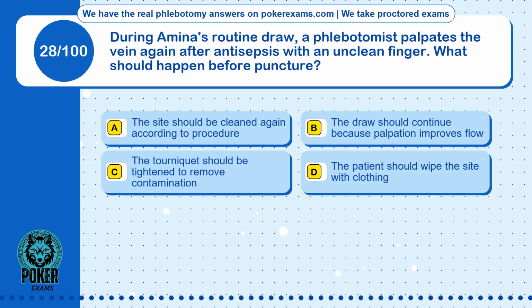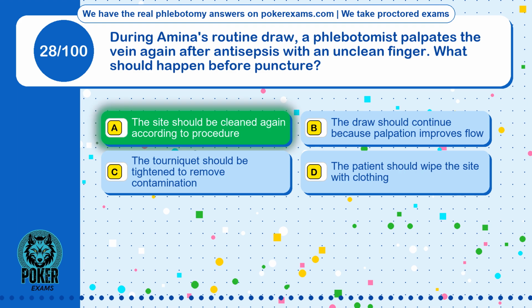Question 28. During Amina's routine draw, a phlebotomist palpates the vein again after antisepsis with an unclean finger. What should happen before puncture? Option A: the site should be cleaned again according to procedure. Option B: the draw should continue because palpation improves flow. Option C: the tourniquet should be tightened to remove contamination. Option D: the patient should wipe the site with clothing.